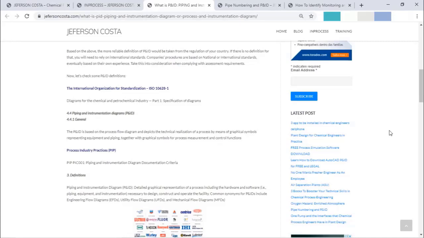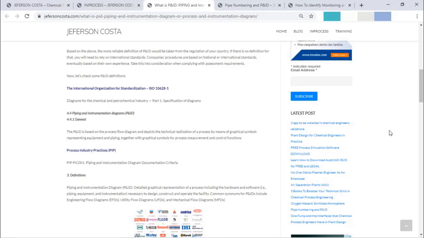The P&ID is based on the process flow diagram. It depicts the technical realization of a process by means of graphical symbols representing equipment and piping, together with graphical symbols for process measurement and control functions. And that is the main goal of the P&ID, that is, to have in only one document as much information as possible, so that the team in plant design can build and erect a plant.